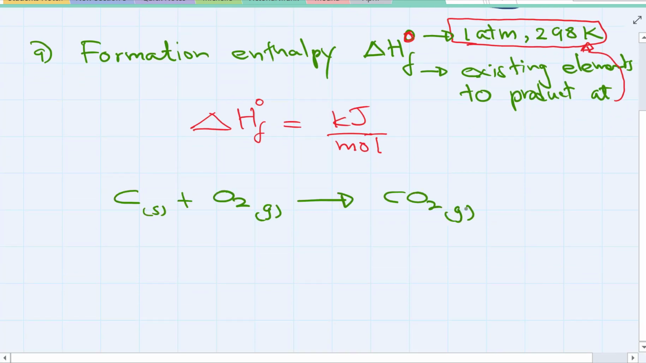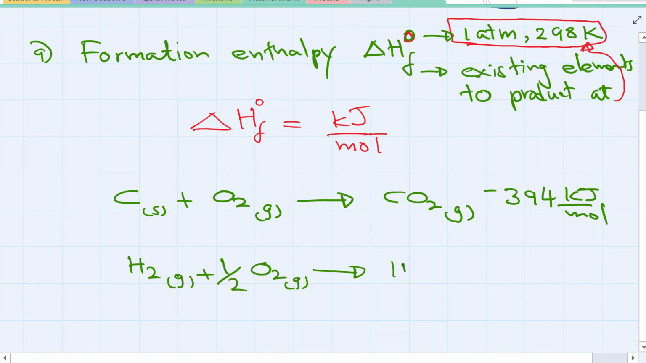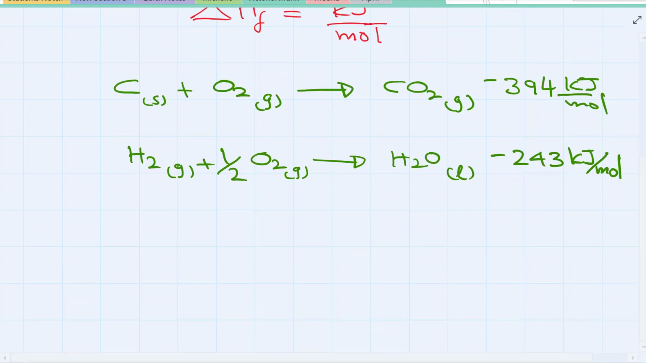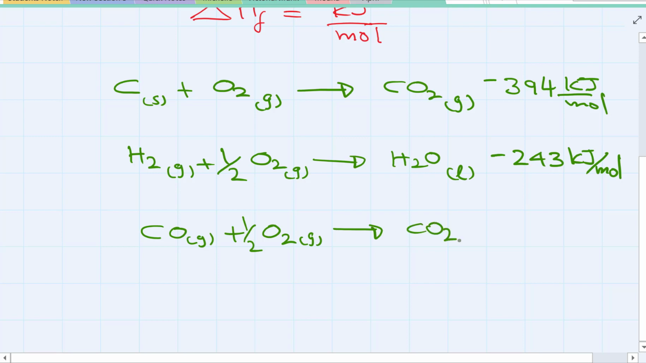What's the example? Carbon solid and oxygen gas go to carbon dioxide gas. This one is minus 394 kilojoules per mole. It's given for that, right? Look at the H2 gas and half of an oxygen gas, which gives you one water molecule, liquid, that's minus 243 kilojoules per mole. That's how it should look. The water one is actually 283, I think. That's okay, you can check the number.